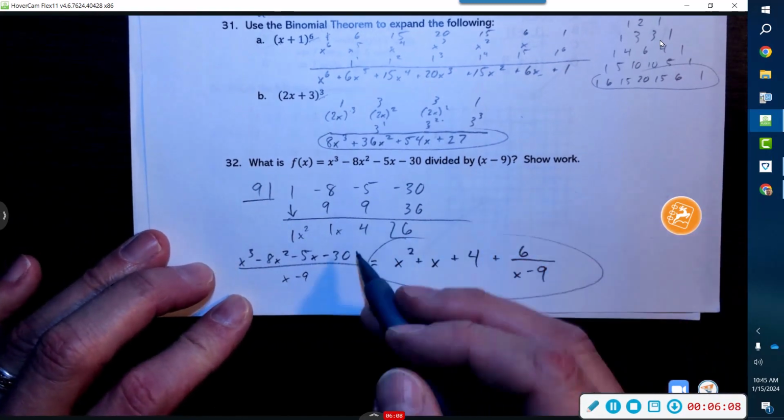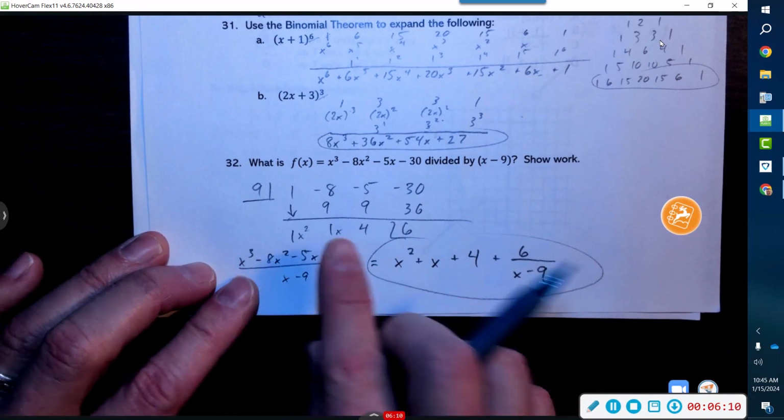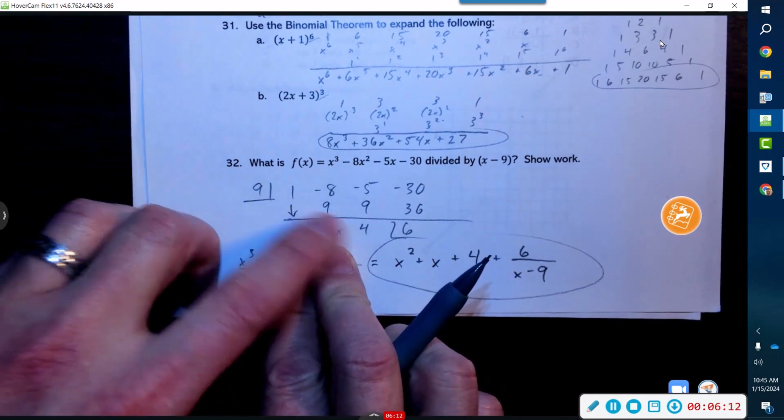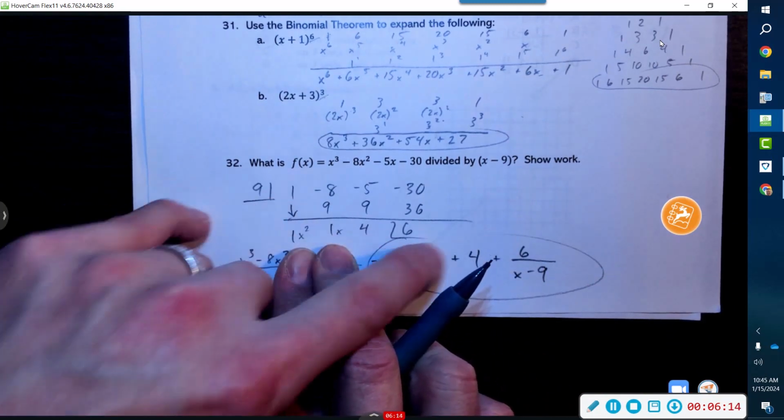And you must show this work. You don't need to show that. You could go from here straight to here, but you've got to know what to do with the remainder. Okay.